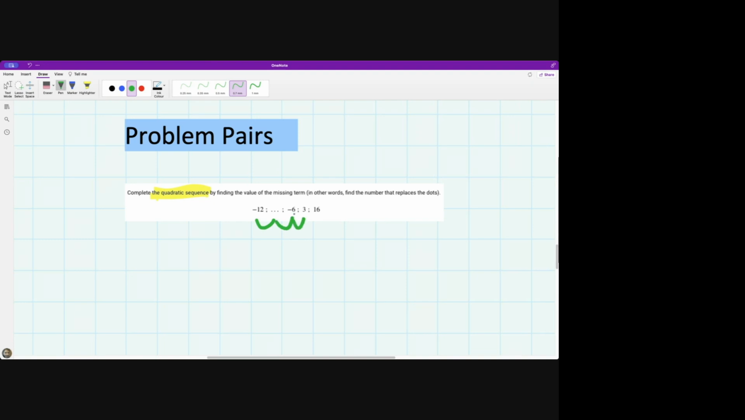But I can do that one. What's that going to be? That's going to be 9. And this one is going to be 13. Okay, so that's the tip I'm going to give you. Can you work out what that missing value is going to be there?